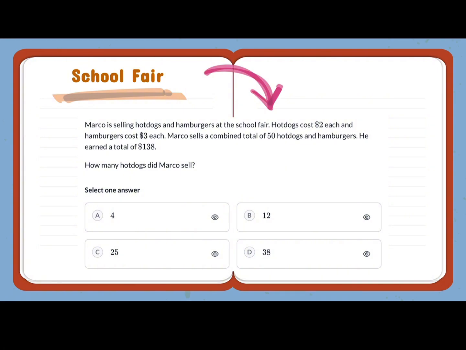if it's hard for you to understand. So Marco is selling hot dogs and hamburgers at the school fair. Hot dogs cost $2 each and hamburgers cost $3 each. Marco sells a combination of 50 hot dogs and hamburgers. We don't know how many of each, but he made a total of $138. Now, be careful when you read it because it says how many hot dogs did Marco sell. So we don't really need how many hamburgers he sold.